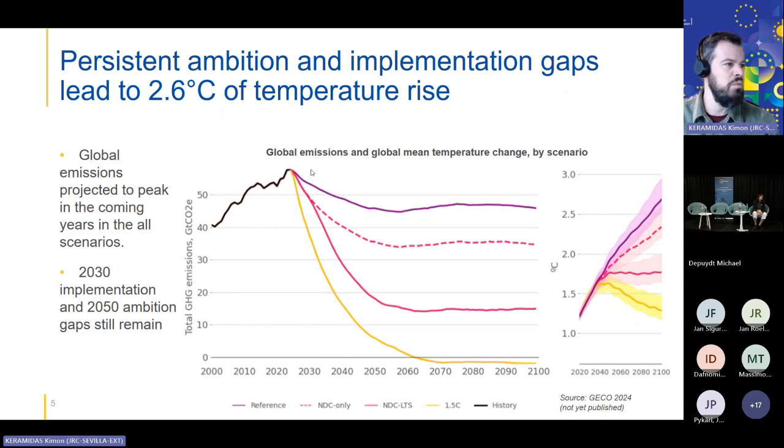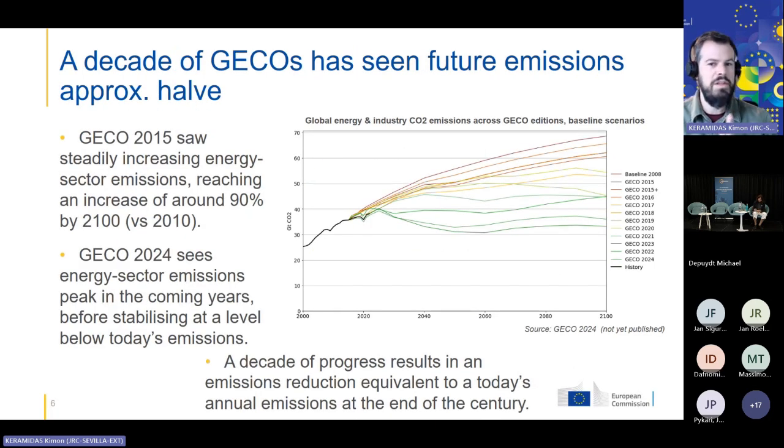You can see here that we project emissions to peak in all scenarios, and in particular in our reference scenario, very soon, in this year, next year, the year after, but around the middle of this decade. So that is perhaps good news. So since this is going to be the 10th edition of GECO, it was an opportune time to look back on the progress that has been made over the past decade of following climate and energy policies.